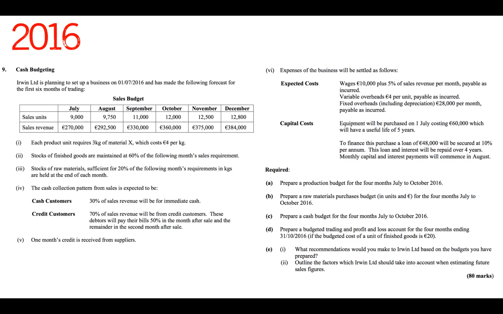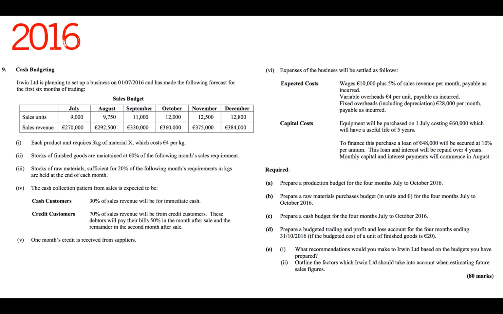Note 6, expenses of the business will be settled as follows. So expected costs, wages, €10,000 plus 5% of sales revenue per month payable as incurred. Variable overheads, €4 per unit payable as incurred. Fixed overheads, including depreciation, €28,000 per month payable as incurred.